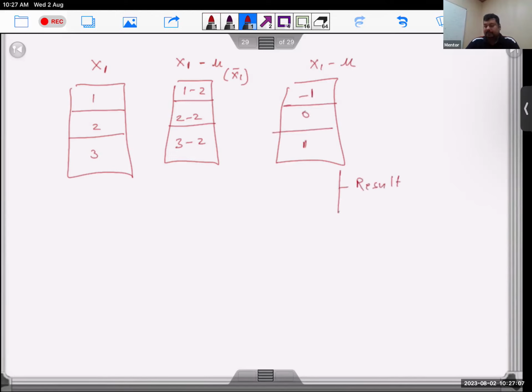Standardization: the mean would be 0. I'm not standardizing it, I'm just ensuring that the mean becomes 0. So you are making the data zero centric.